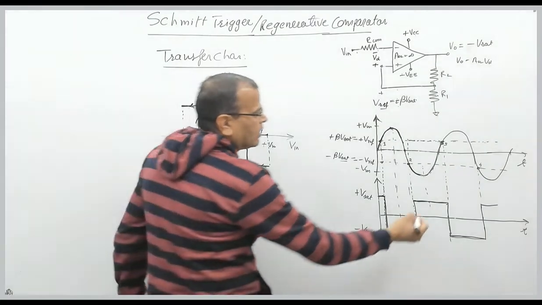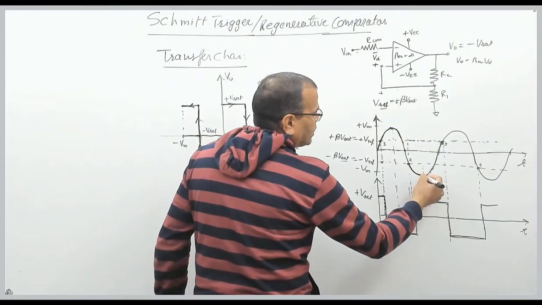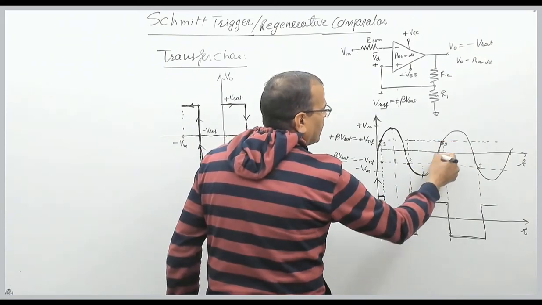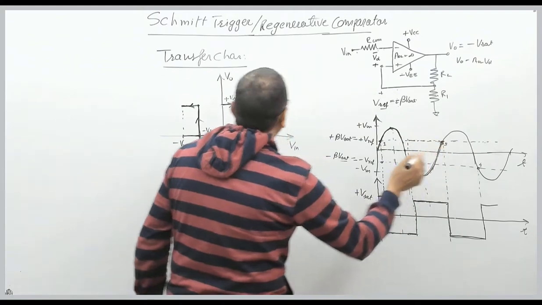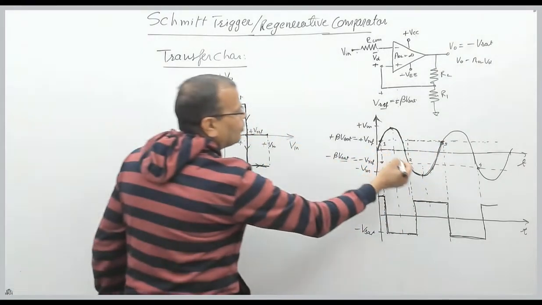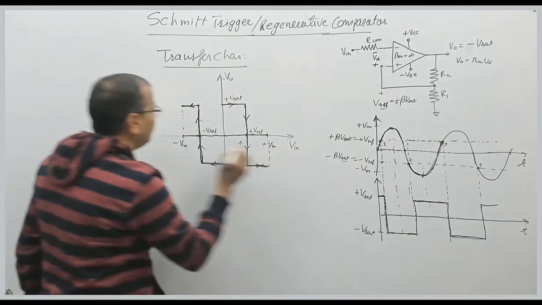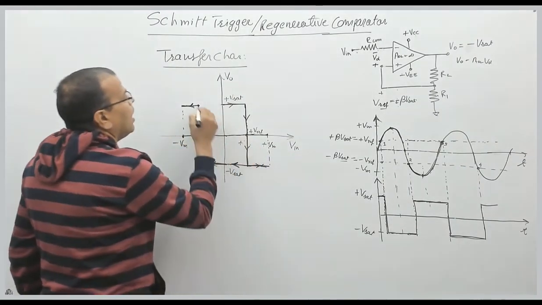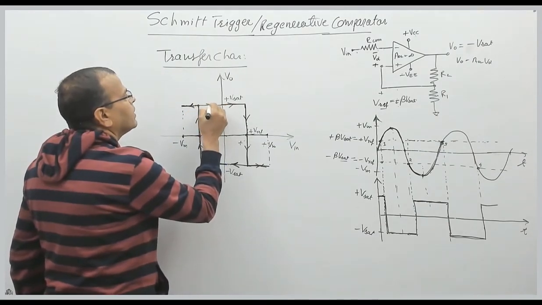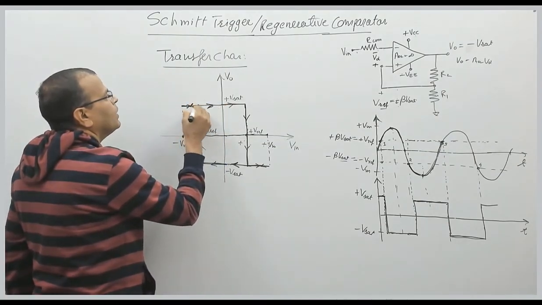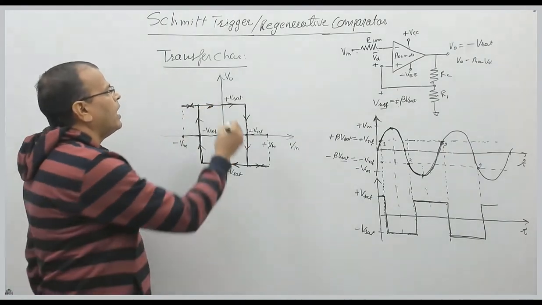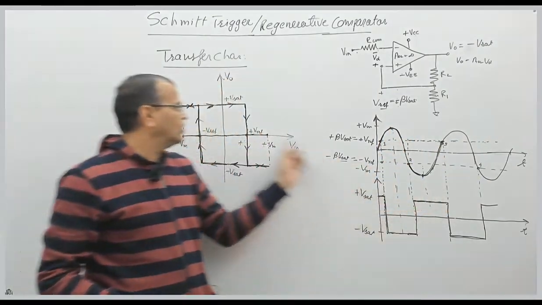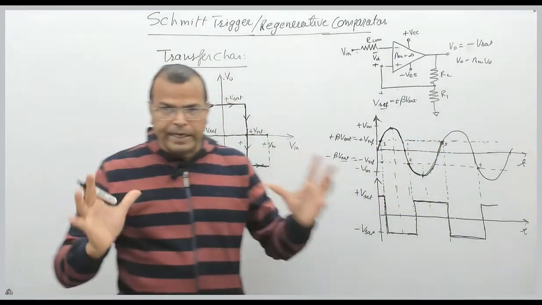Now again, this remains plus Vset. When input voltage starts falling up to plus Vref, that is, when input is changing from minus Vm to plus Vref, output is remaining plus Vset. So here it is both ways, here this way, right? And from this point onward, this cycle gets repeated. So this will follow this characteristic.